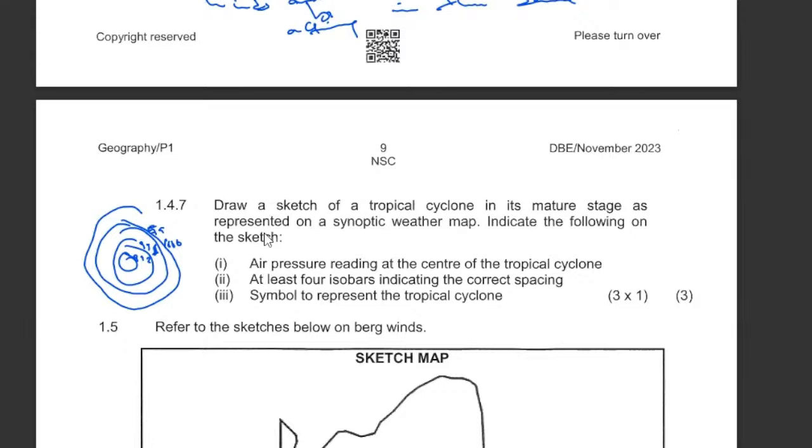So this is 992, 996, 1000, 1004. This is hectopascals. And then the symbol, yes, the symbol I will draw here. It can't be seen properly, but the symbol is drawn like this, and you draw it here in the center.